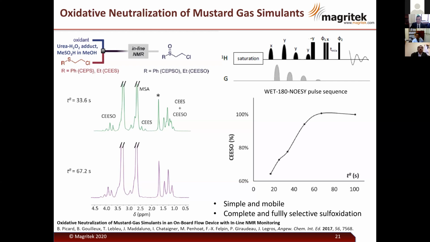So with the use of the compact and mobile benchtop NMR spectrometer, the method for complete and selective sulfoxidation of the mustard gas simulant was developed and was shown to be fairly efficient and practical, and now it can be boxed up and deployed for field intervention.